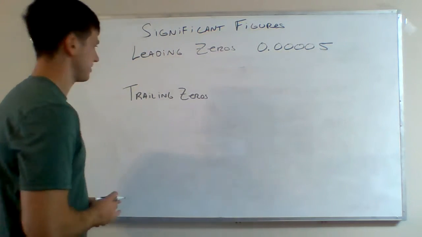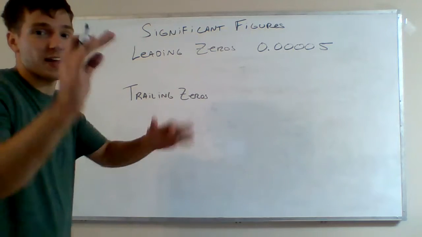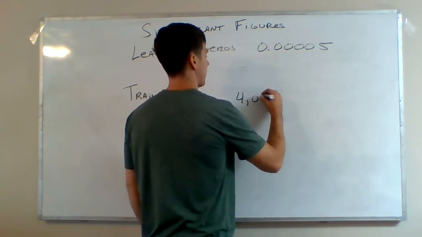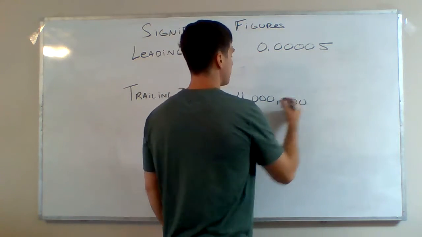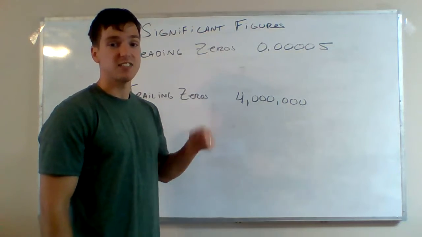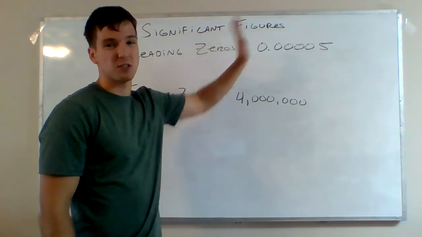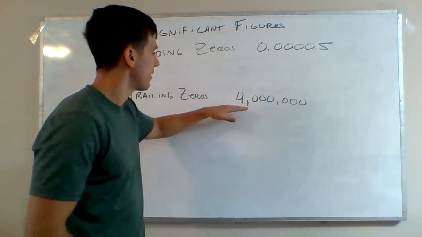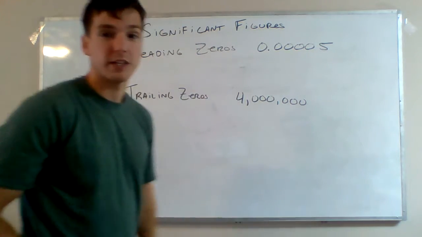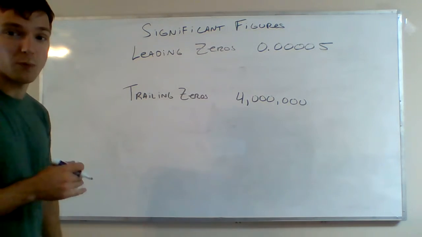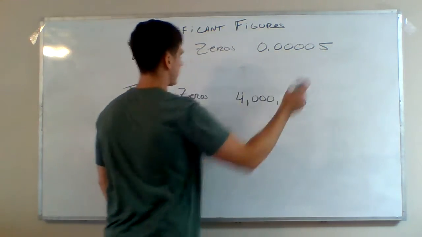Trailing zeros, those are zeros that are at the end. Something like 4,000,000, okay? All these zeros here are trailing zeros. As you can see, these are zeros that are not trapped in between two non-zero numbers. We got leading zeros, zeros out in front, and we got trailing zeros, zeros out in back. So here's my rules to know whether or not to count these zeros, okay?